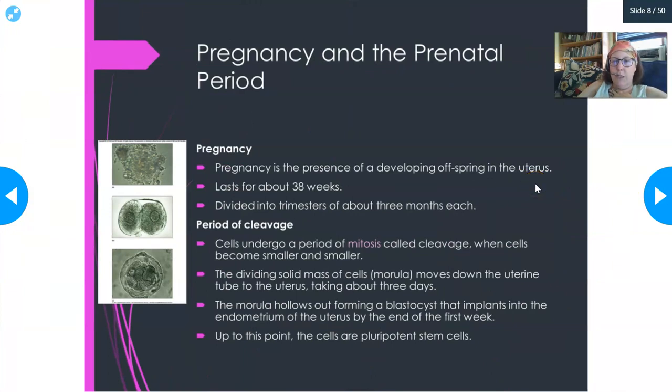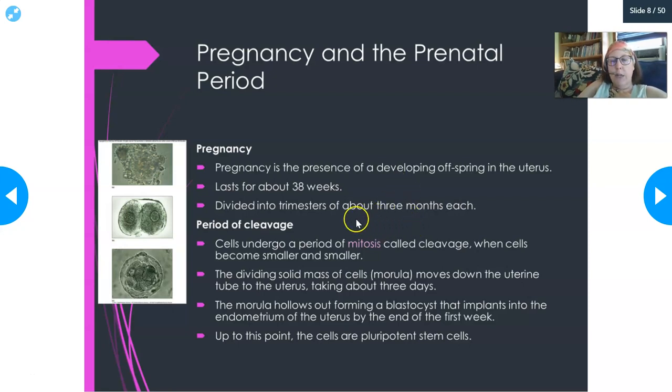Pregnancy is the presence of a developing offspring in the uterus. It lasts about 38 weeks, and it is divided into trimesters of about 3 months. If you're wondering how to calculate your due date, they usually do it from the first day of your last period, to which they add 40 weeks. You're not really pregnant 40 weeks, you're only pregnant 38, but that's how it's calculated, because on day 14 from the first day of your last period you would have ovulation, so that would be around the time you would have gotten pregnant, two weeks from the first day of your last period.